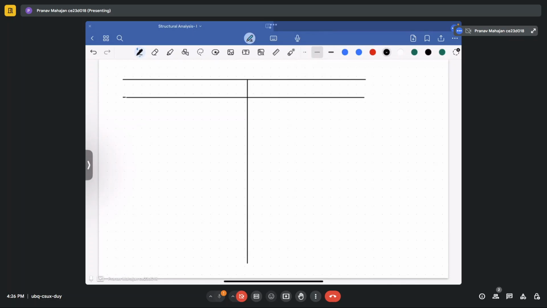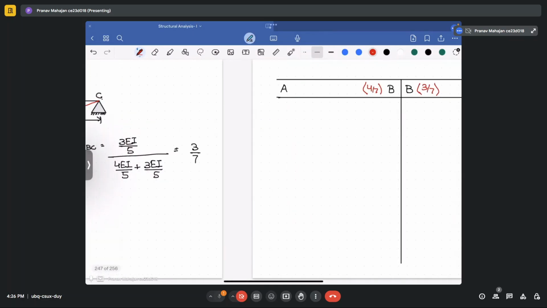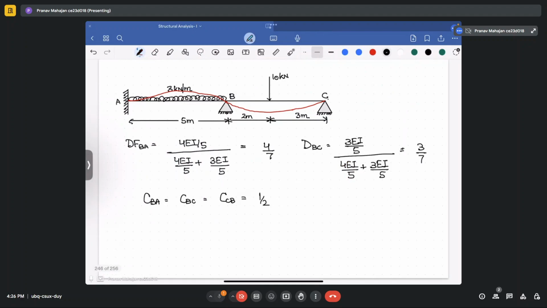So let's say this is your support A, this is your AB span, this is your BC span. What are the distribution factors we have calculated? Distribution factors are, here is 4 by 7, here is 3 by 7. So in step 1, you are required to calculate the fixed end moments. So step 1 is fixed end moments.